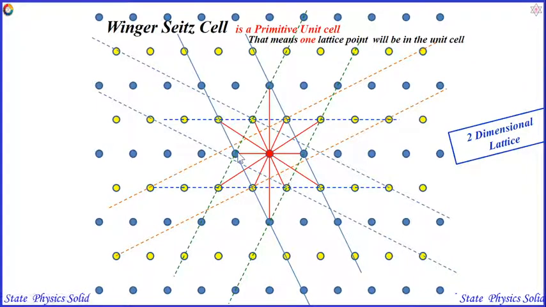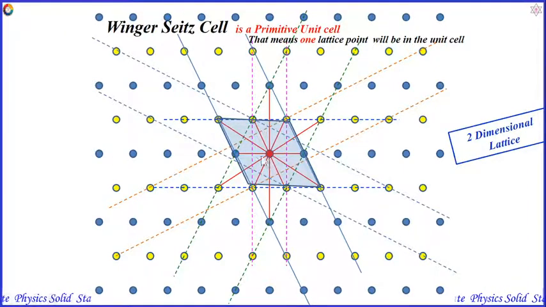Then we have to consider this line and this line. The normals are like this. So after drawing all the normals, we can get many areas like this. See, this is one of the areas enclosed by these normals.